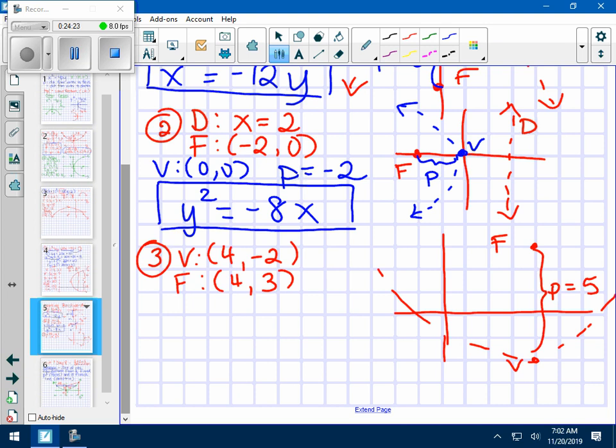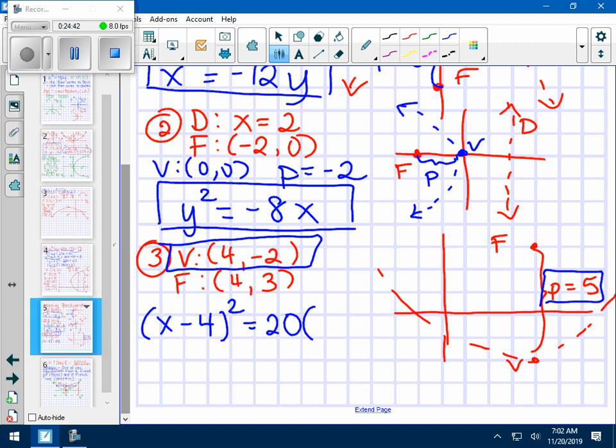So just know that the difference here is that we don't have a vertex at the origin anymore. When I go to write the vertex at 4, -2, we're going to have, if it's x squared in our equation, x minus 4 squared. Okay. And since we defined p as equaling 5 over here, 4 times that would be 20 times, well, the y coordinate of the vertex is -2, so in parentheses you would have y plus 2.